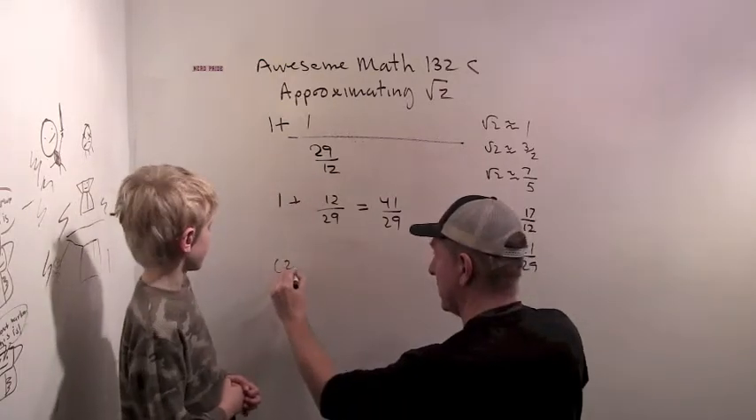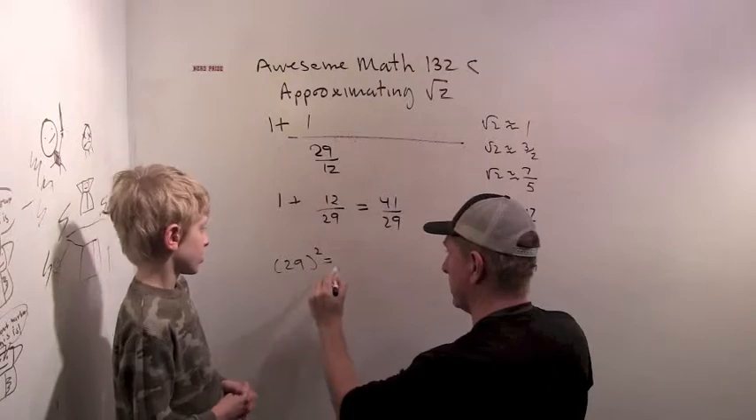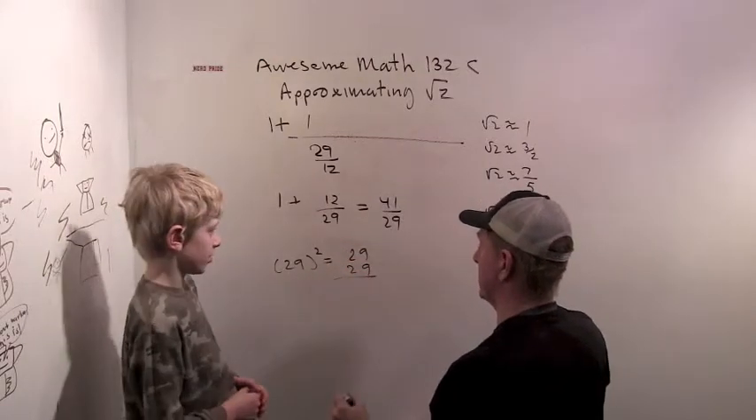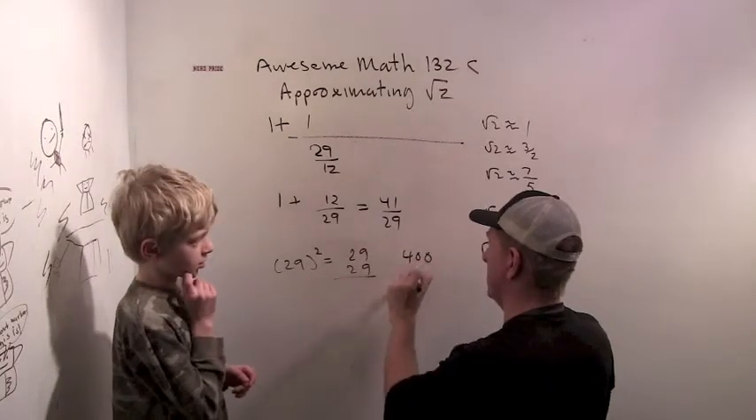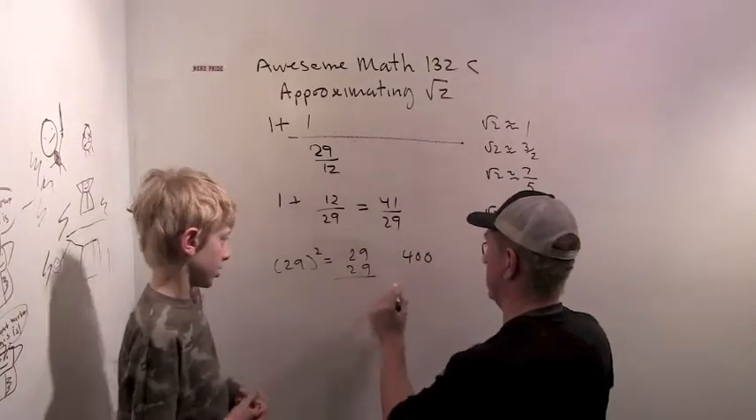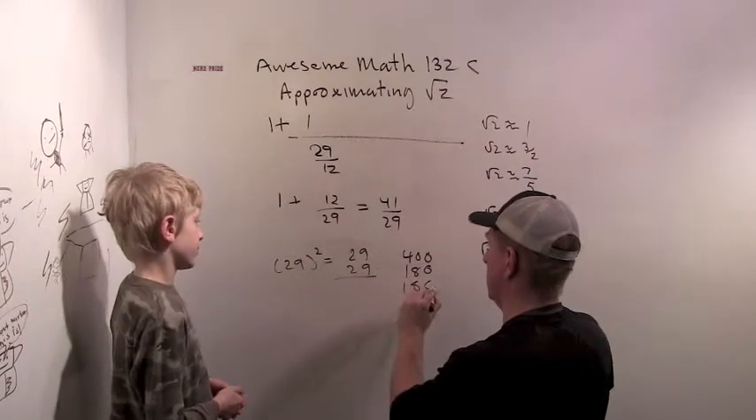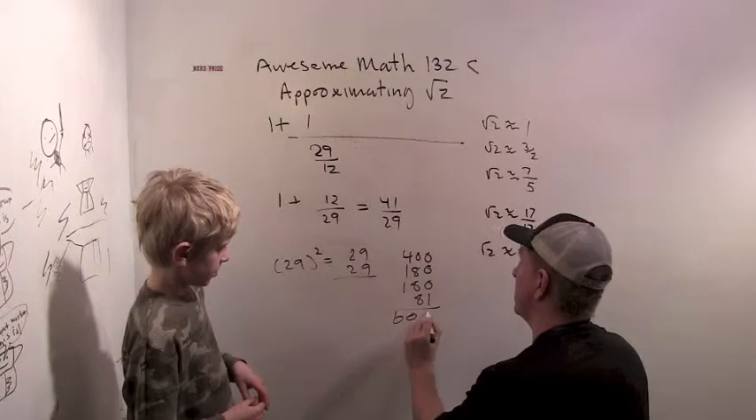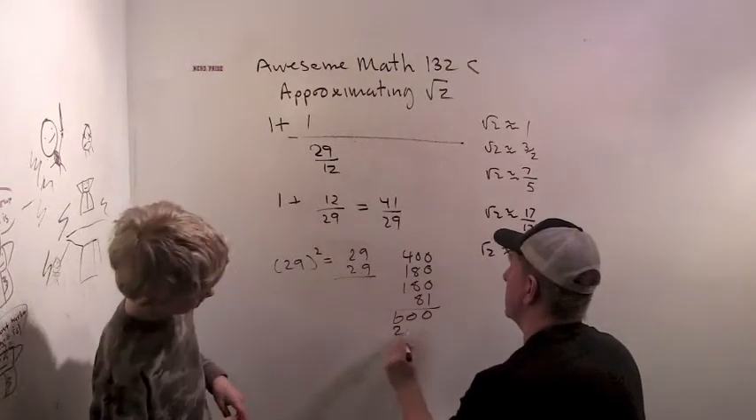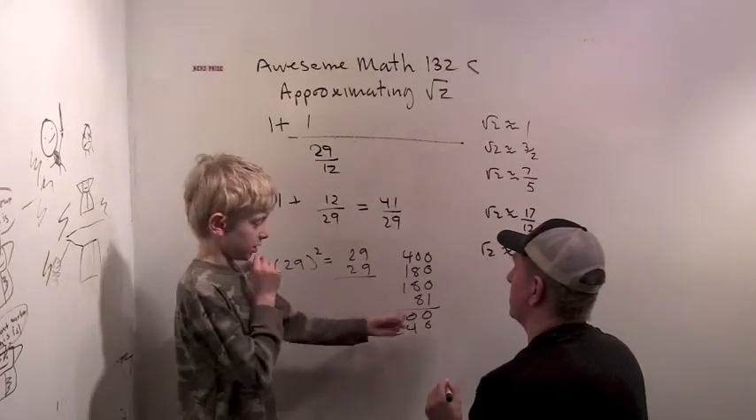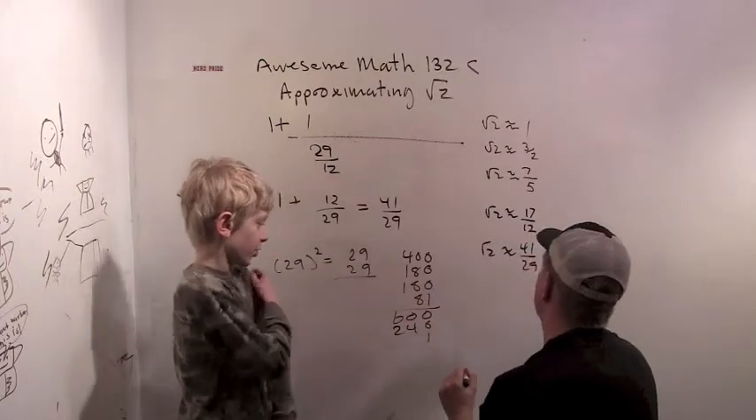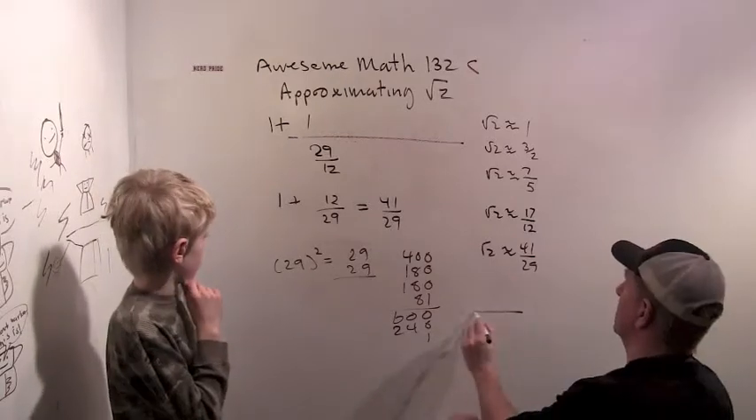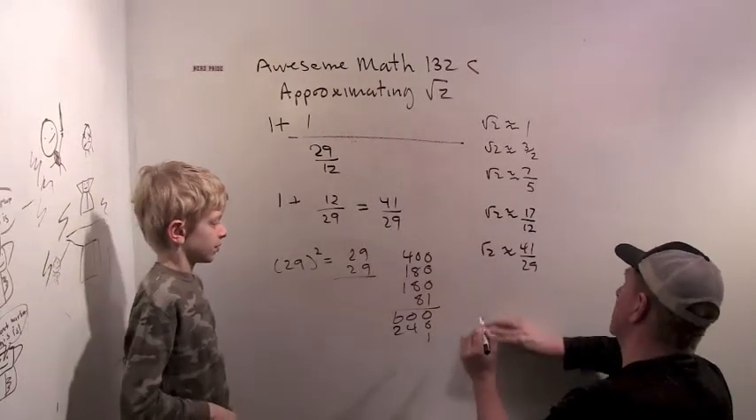Let's see. We have to do 29 squared, which is 29 times 29. It's 400, then 180, and then 81. So it's 600 plus 240, and then 1. So it's 841. 841 is 29 squared.